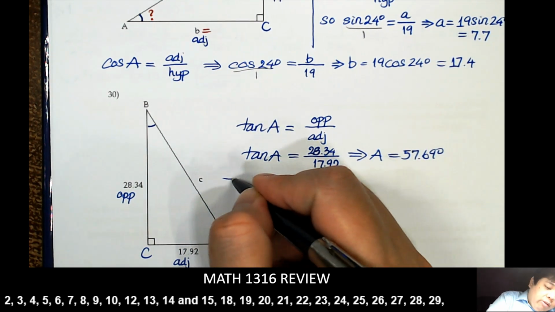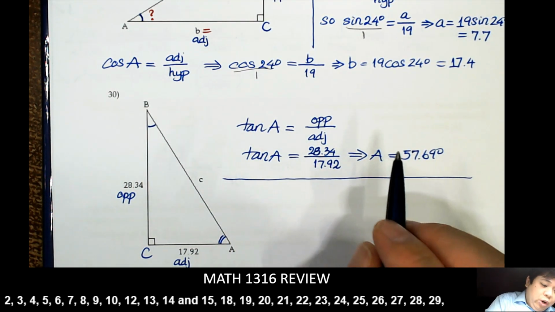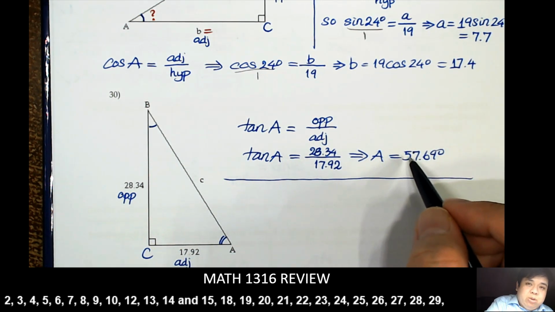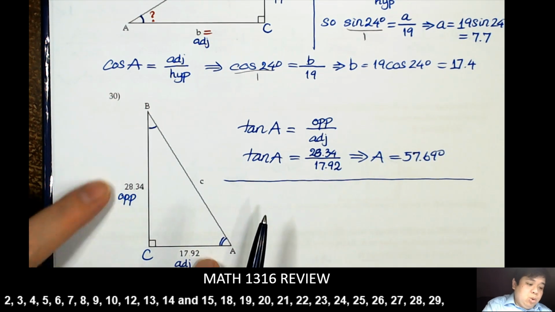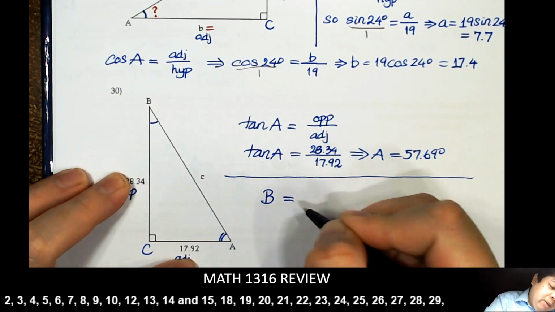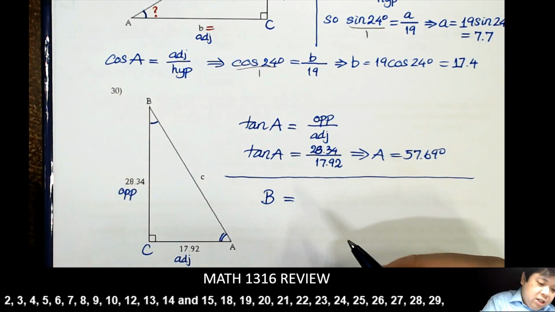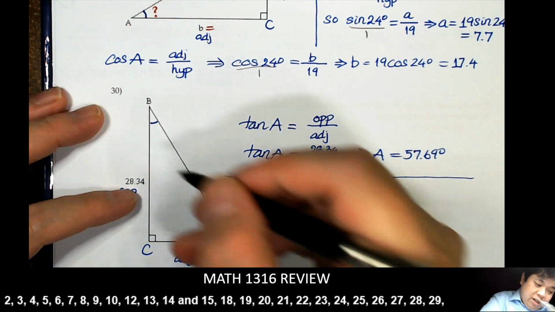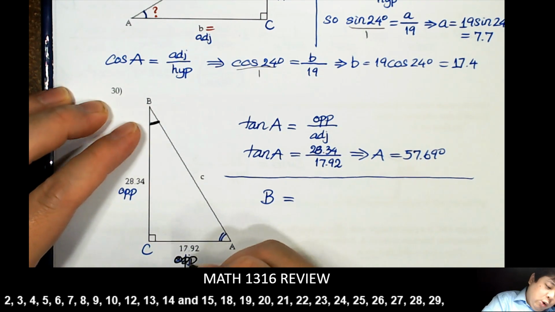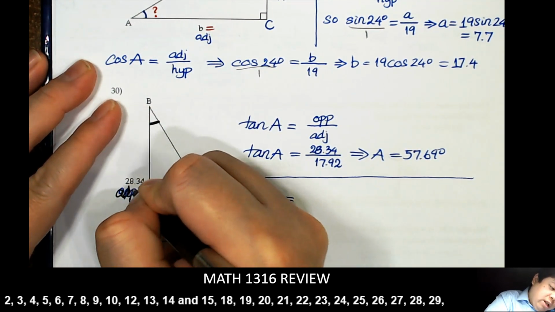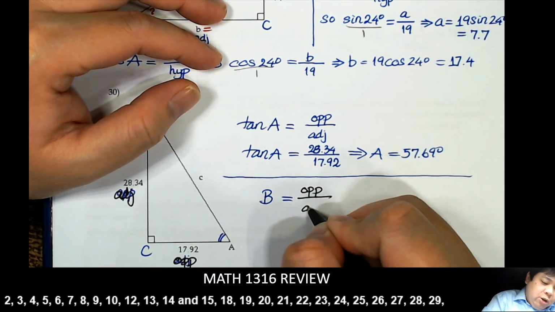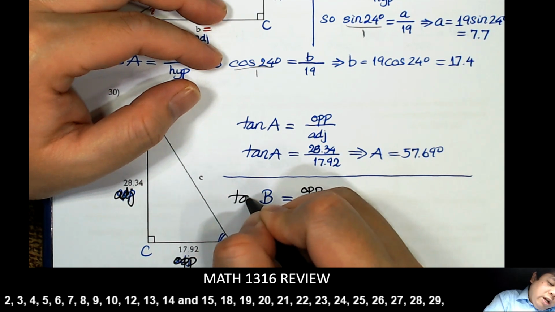Right. However, just like the last problem, we don't want to use the 57.69. This is the derived value. It's an approximation. We're going to use those exact values, the given values. So for angle B, with respect to angle B, let's just say it's going to be different now. With respect to angle B, this is actually going to be opposite to angle B and adjacent to angle B. So let's use opposite over adjacent, and that is also tangent.